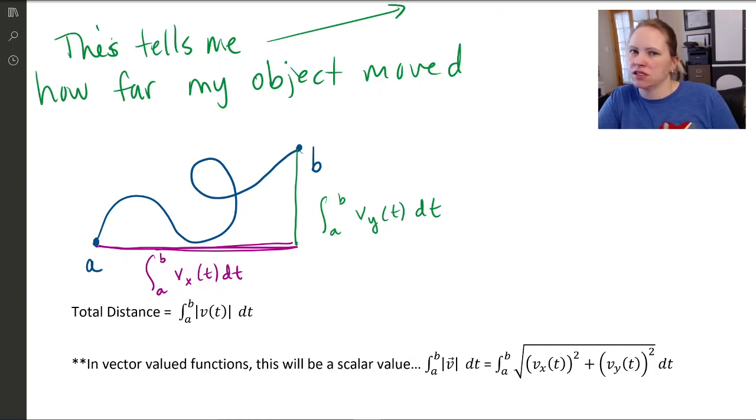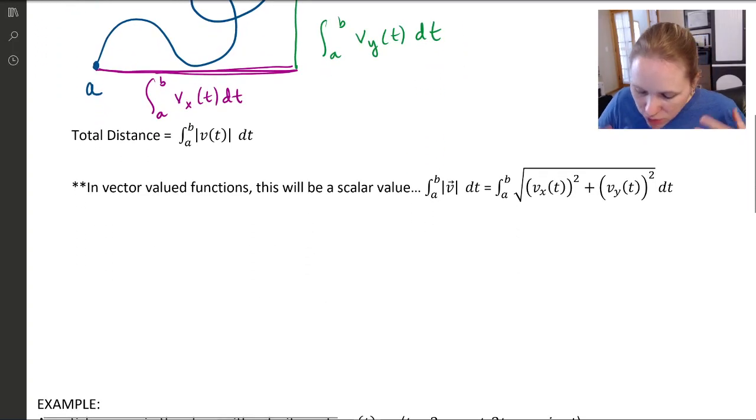But the total distance is the absolute value, so it doesn't account for direction and canceling out distances. It just says, what is your total step count at the end of the day? Well, the total step count is the length of this little blue curly segment. And the way that we find that is we find the integral of the speed.